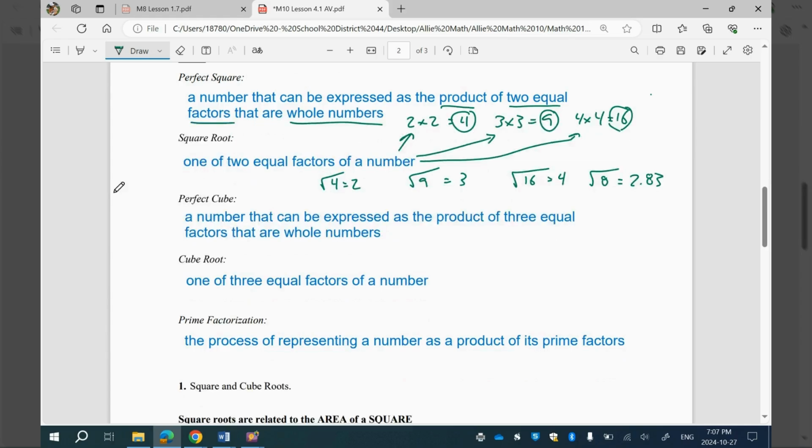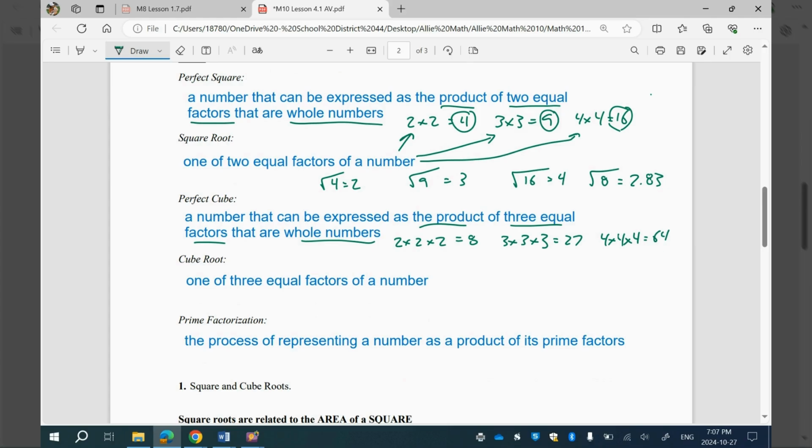A perfect cube is a number that can be expressed as the product of three equal factors that are whole numbers. So our positive counting numbers, but now three of them. 2 times 2 times 2 equals 8. 3 times 3 times 3 equals 27. 4 times 4 times 4 equals 64.